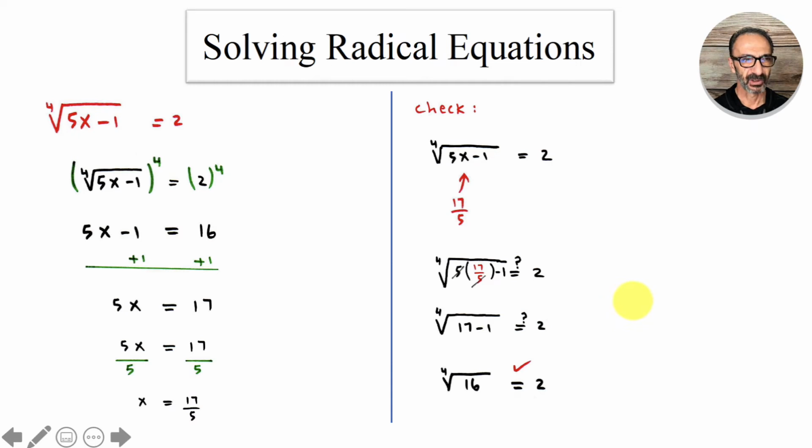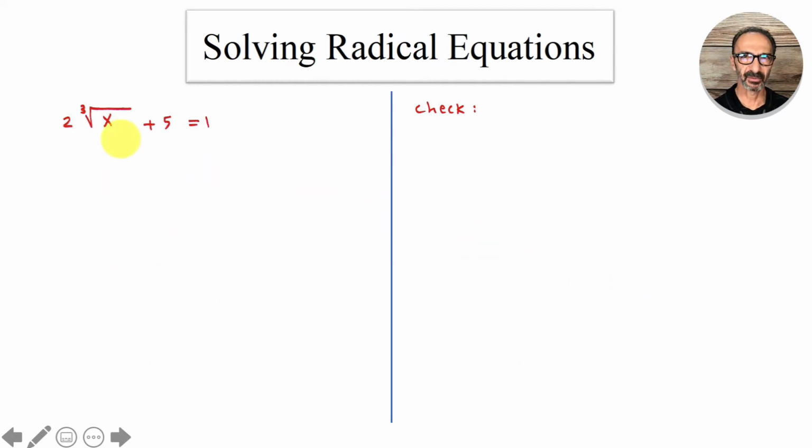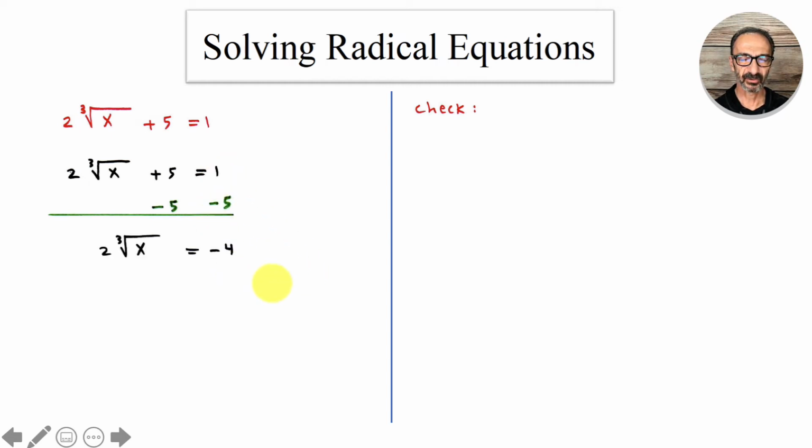One more. Now, in this example, it's a little bit different. The cubic root is not separated by itself, so we need to isolate the cubic root before we cube both sides. So we're going to start solving by subtracting 5 from both sides. I get 1 minus 5, which is negative 4, and this cancels. We're going to get rid of the 2, divide by 2 both sides. That's a negative 2 right there.